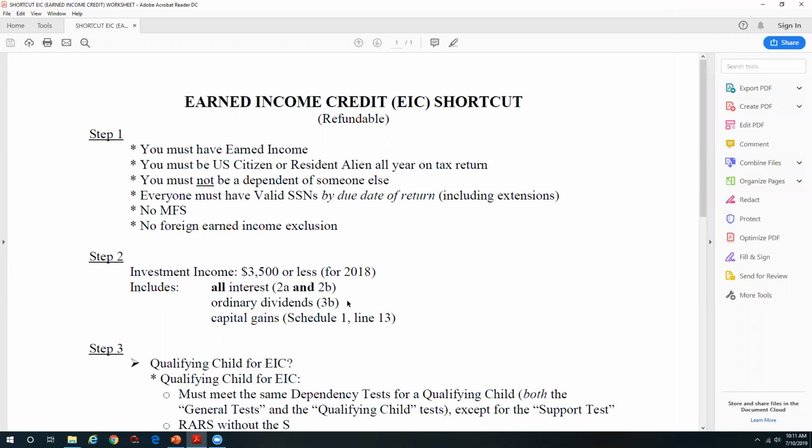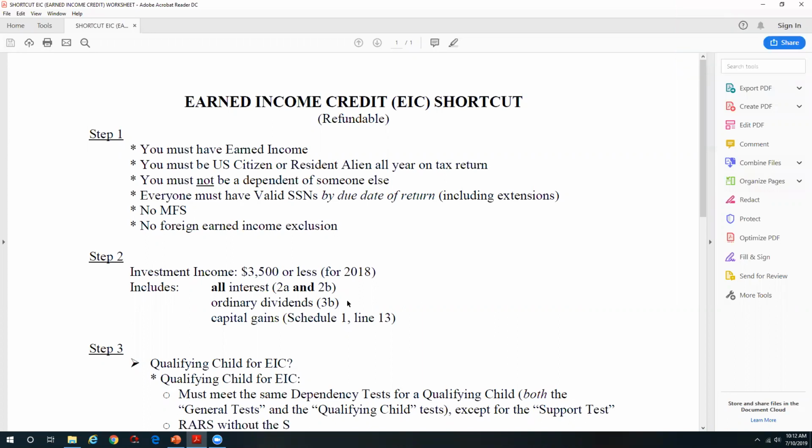No. You're right. Okay. What's the next thing? Amanda, can you read to me line 2 there? Yeah, you have to have investment income of $3,500 or less. Oh, wait a minute. I'm on step 2. Oh, sorry, okay. Step 1, line 2.